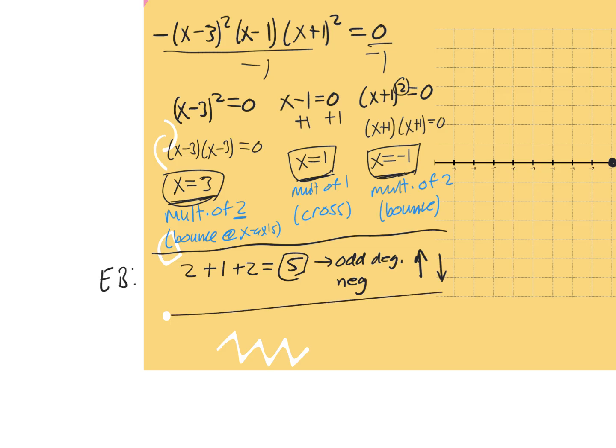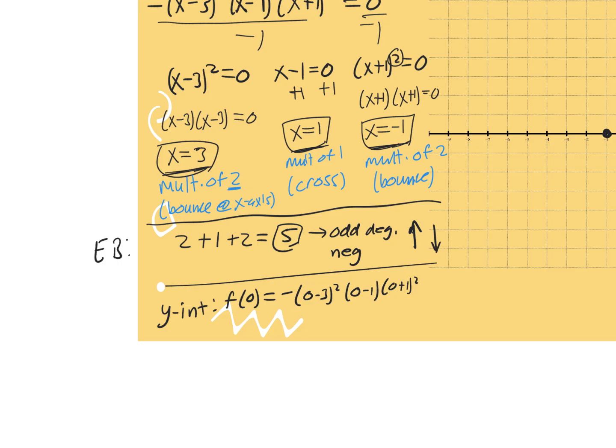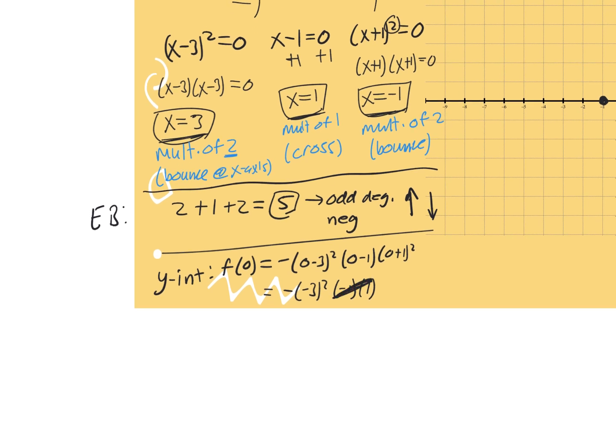Let's try to find a y-intercept now. Again, not as easy as the other ones because this time I actually have to plug in 0. And when I plug in 0, I get 0 minus 3 squared times 0 minus 1 times 0 plus 1 squared. And this is going to get me negative 3 squared times negative 1 times 1. And this is just going to get me a negative 1, and negative 1 times negative is going to cancel out. So this is just negative 3 squared, which is 9. You can do that a little slower if you need to, but for the sake of this lesson, it's already a little bit lengthy. I'm going to do (0, 9) as my y-intercept.